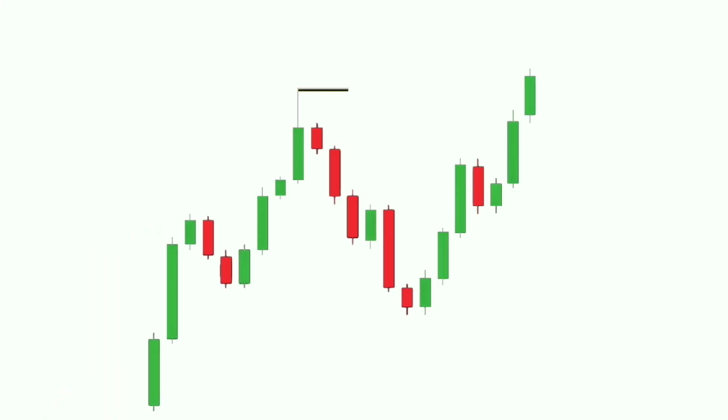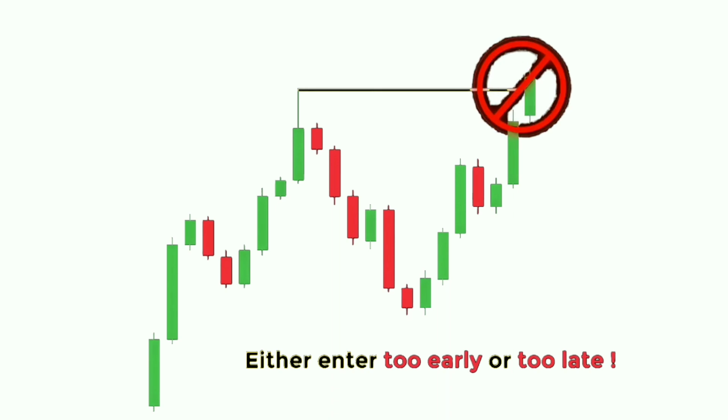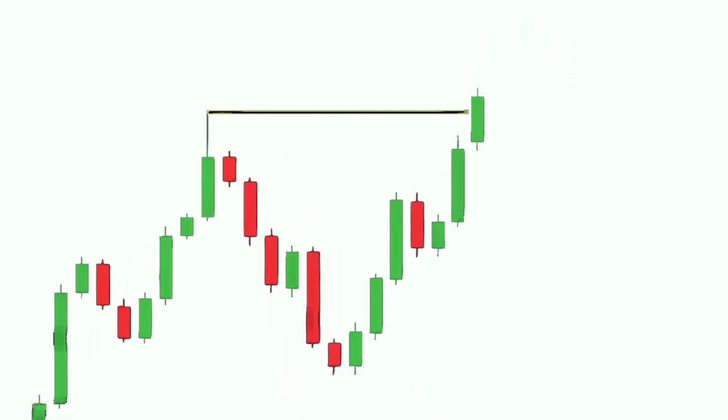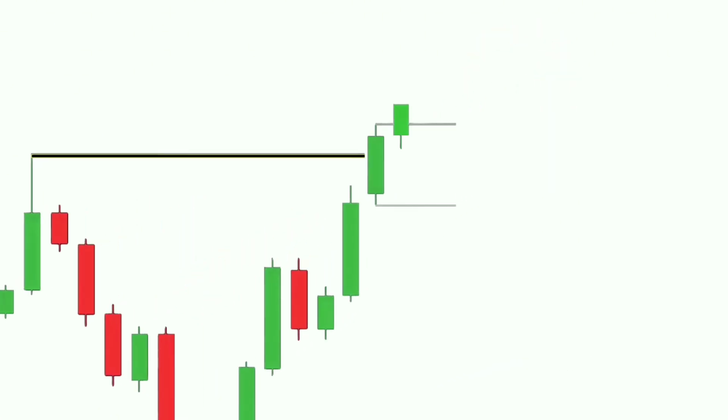Most traders don't have a problem spotting good setups. Their real problem is poor entries. You either enter too early and get stopped out, or you wait too long and miss the move entirely.